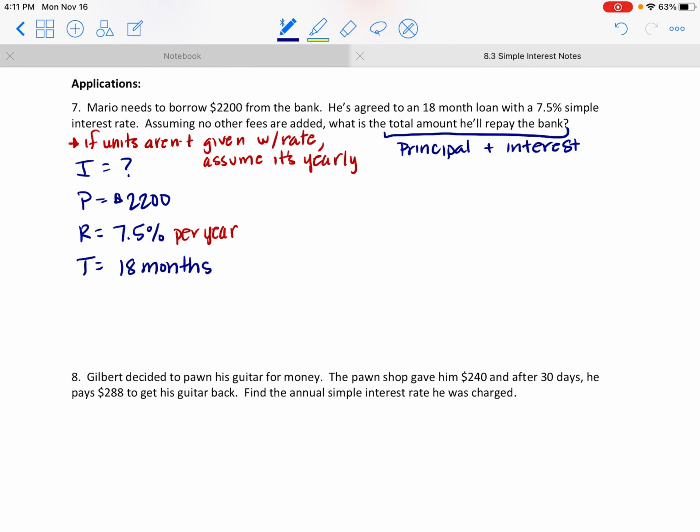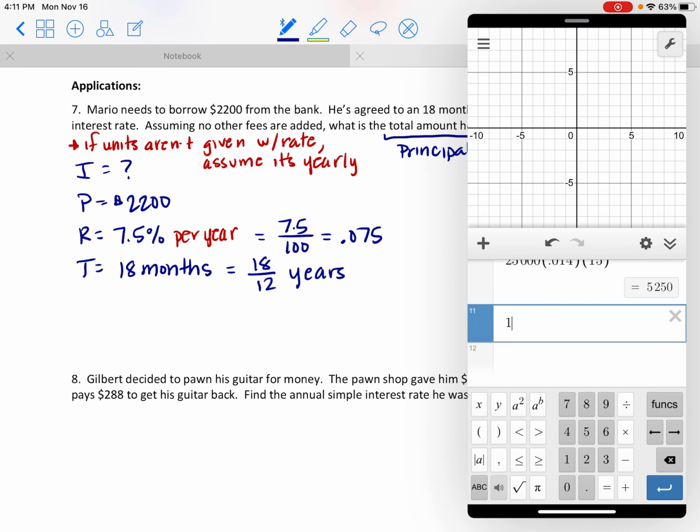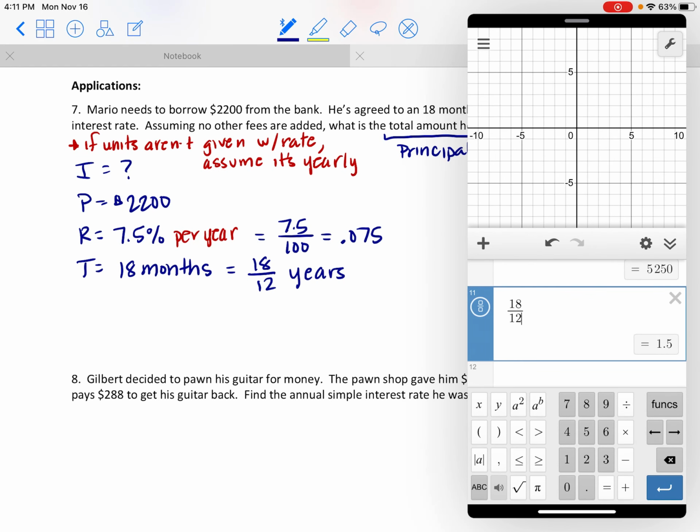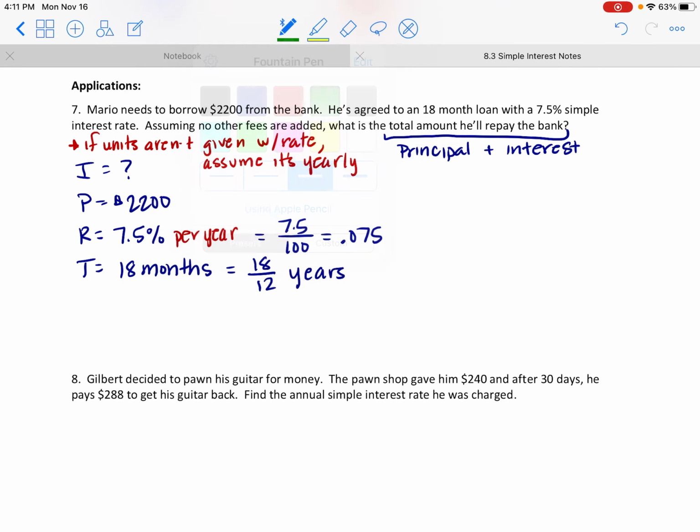So we have to convert this 7.5%, so 7.5 out of 100 to a decimal, 0.075, and we have to make this 18 months out of 12 months in a year, so 18/12 years, which is a year and a half. So if you wanted to put in 1.5, that's the same thing you would get if you took 18 and divided it by 12, right? It's a year and a half, 1.5. Okay, so we're looking at I equals 2,200 principal times rate 0.075 times t, which is 18/12. And so we're going to calculate that now.